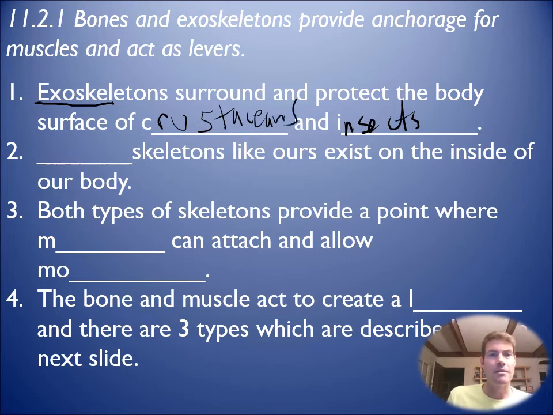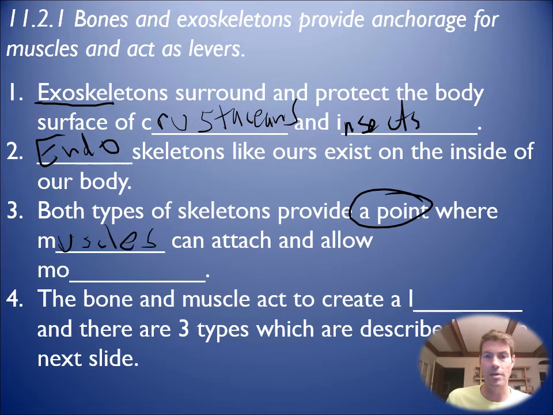And the opposite of exoskeletons are endoskeletons, like we have on the inside. And both types, whether you have an exo or endoskeleton, have a place where muscles can attach. That's the key. You gotta have some place to attach the muscle, or you're not going to really have much movement. Some sea organisms can contract, like hydra and jellyfish, and don't have any kind of skeleton. They can have some kind of movement.